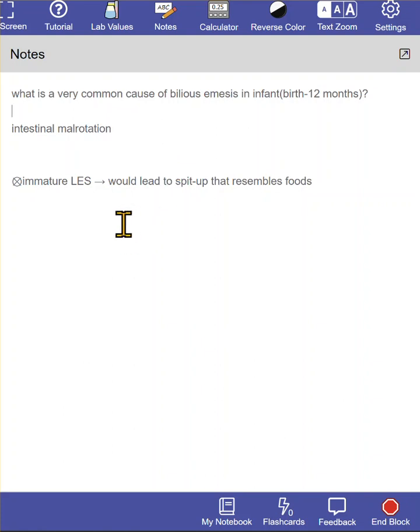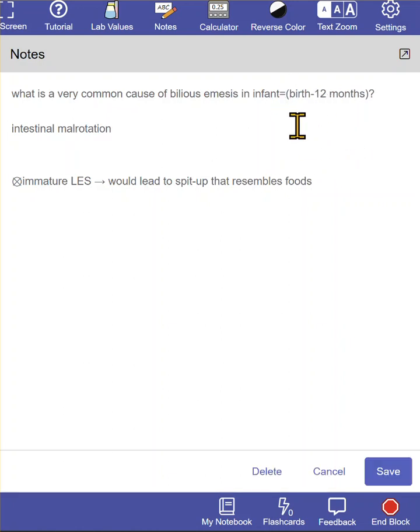and symptomatic. What is a very common cause of bilious emesis in infants? So infants being between birth and 12 months of age, which is 1 year. So intestinal malrotation is the answer. So there are probably many answers to this question, but intestinal malrotations are very, very common.